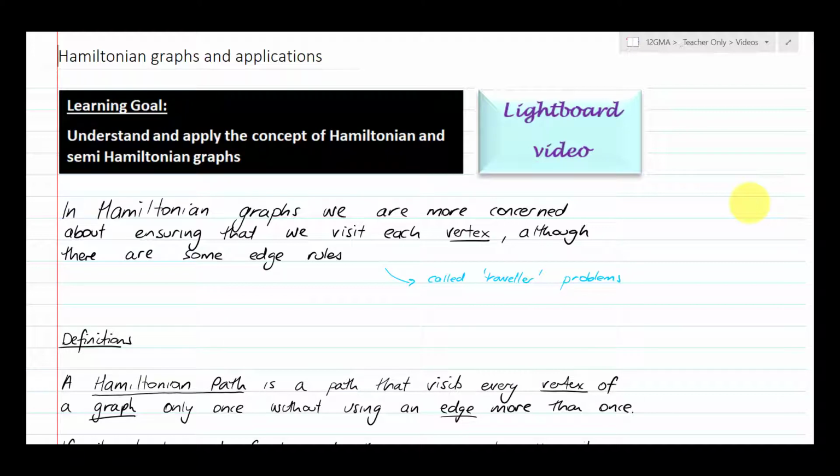Here's the learning goal. Today we're going to talk about Hamiltonian graphs, which is only a small step on from Eulerian graphs, and these are called the traveller problem graphs. In a Hamiltonian graph, we're looking to visit each vertex. Whereas an Eulerian graph is about visiting each edge, the edges are important, they relate to trails. In a Hamiltonian graph, we're trying to visit each vertex exactly once without repeating any edges. So this is to do with paths more than trails.